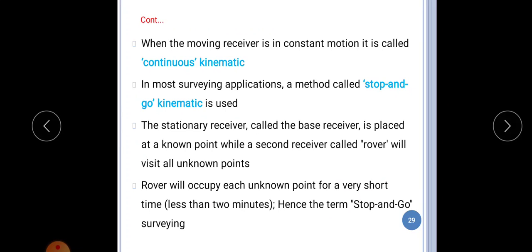Hence, the procedure is known as stop and go. That is, the rover stops at that point for some period, and after collecting the location details, it moves on to the next point. So it is known as the stop and go surveying method.